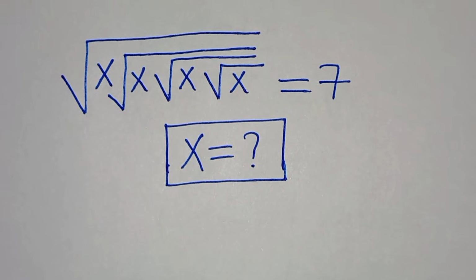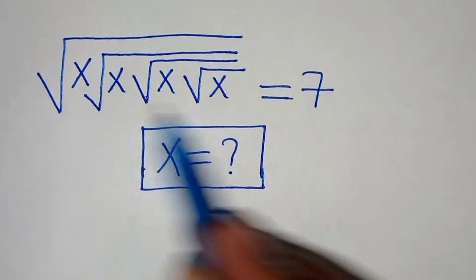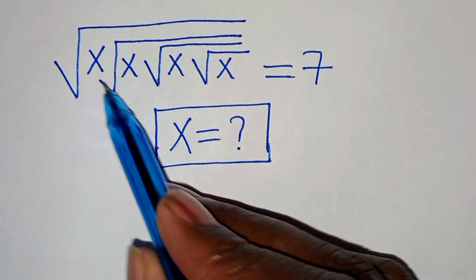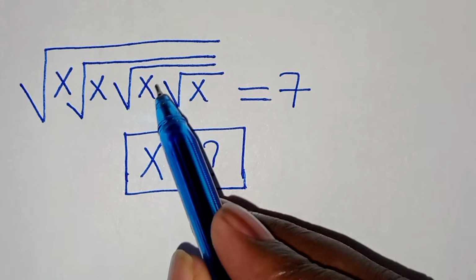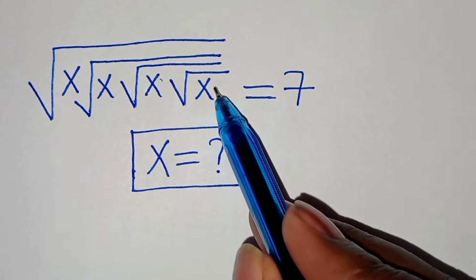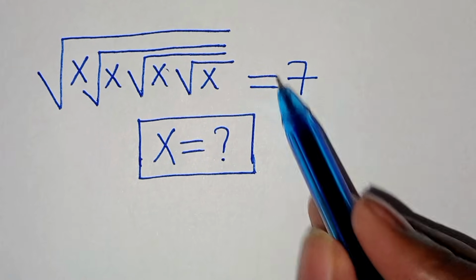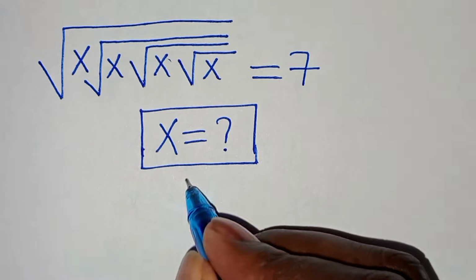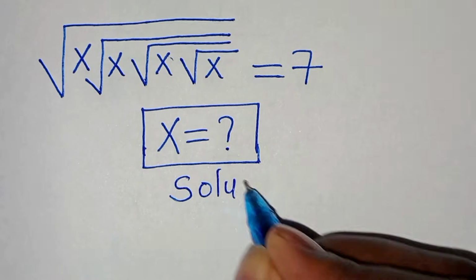Hello everyone, you're welcome to solve this nice square root math problem, which is the square root of x multiplying by square root of x multiplying by square root of x multiplying by square root of x. This is equal to 7. So what is the value of x? Now let's provide a solution from here.